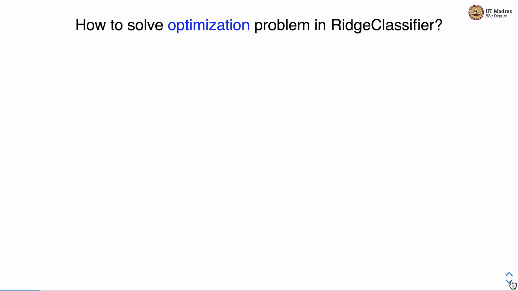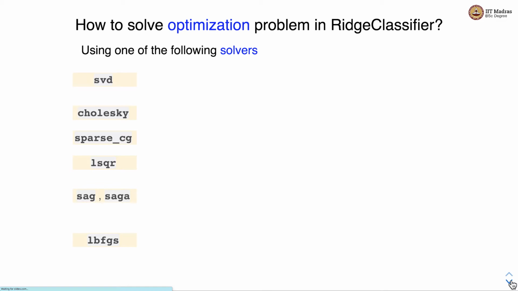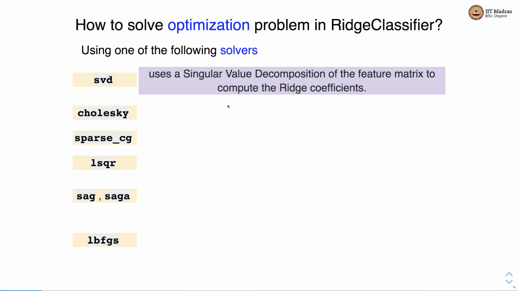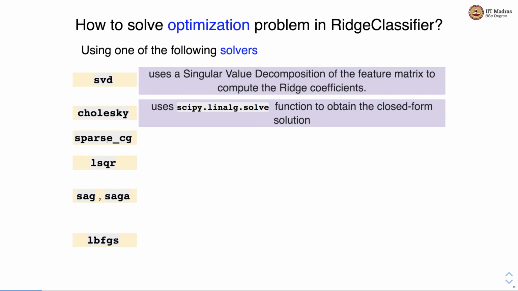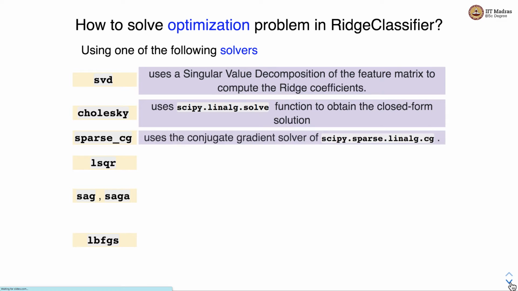Let's see what are the options available to us for solving the optimization problem in Ridge classification. We can use one of the 7 solvers that are out here: SVD, Cholesky, sparse_cg, which is conjugate gradient, LSQR, SAG or SAGA, and LBFGS. SVD uses a singular value decomposition of the feature matrix to compute the Ridge coefficients. Cholesky uses the SciPy linear algebra solve function to obtain a closed form solution.